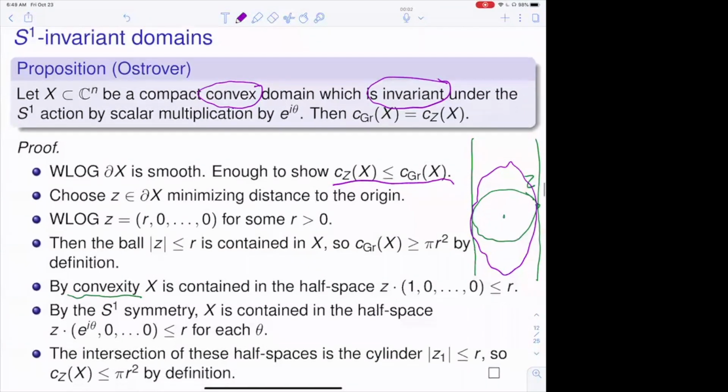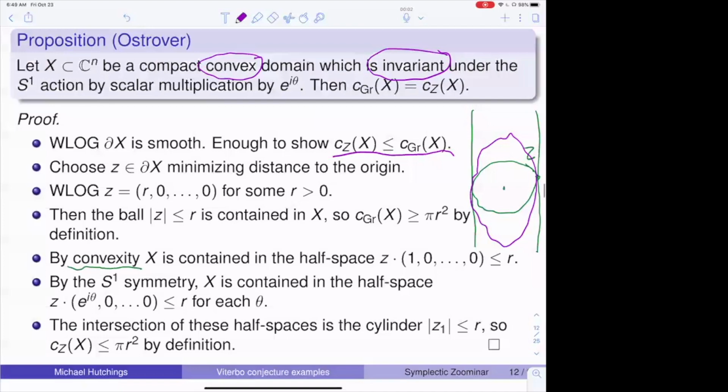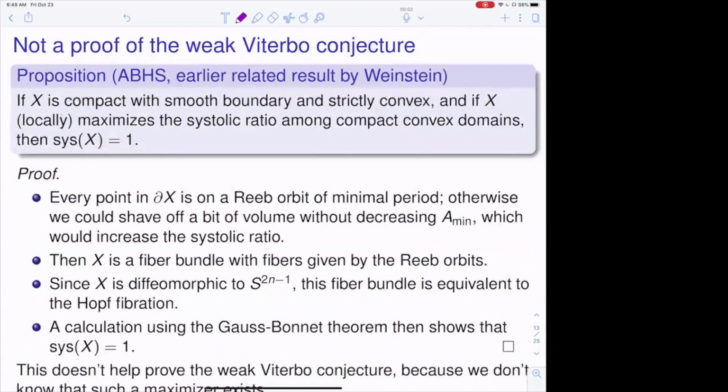So that's nice. Here's another thing we can say. This is not a proof of the weak Viterbo conjecture. It's a proof of something. So suppose that we have a compact convex domain, strictly convex with smooth boundary, which maximizes the systolic ratio. Then the systolic ratio is equal to 1.